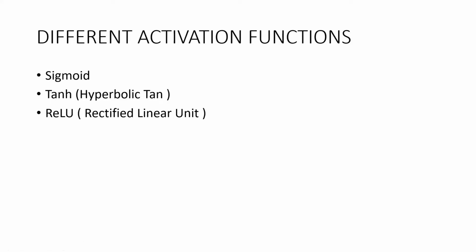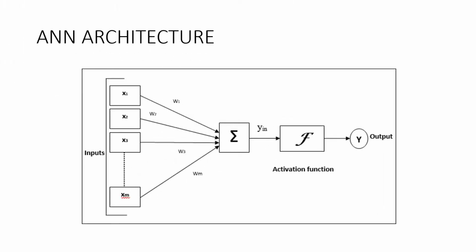Next, I am going to discuss the architecture of the artificial neural network. Here, x1, x2, x3, etc., xm represents the inputs, w1, w2, w3, and wm represents the weights, and y in is the net input, f is the activation function, and capital Y is the output.